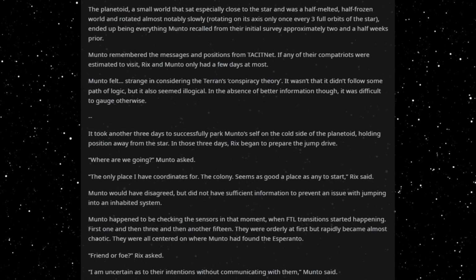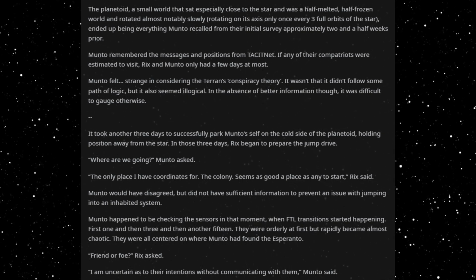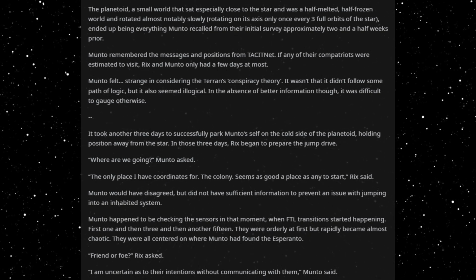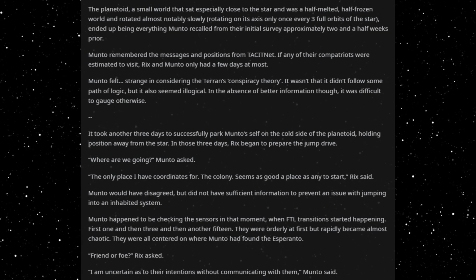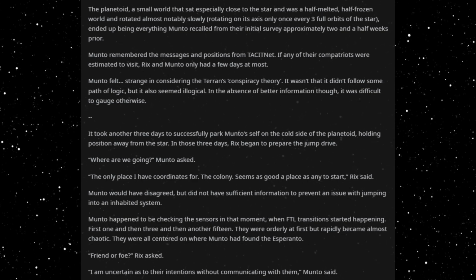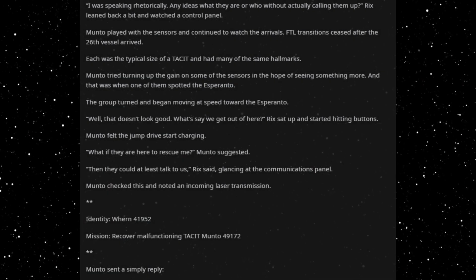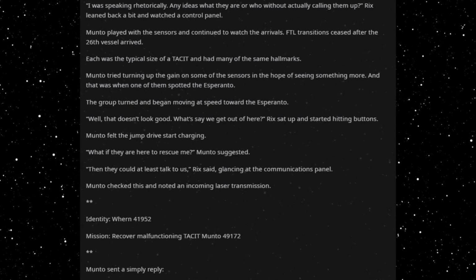Munto happened to be checking the sensors at that moment, when FTL transitions started happening. First 1, and then 3, and then another 15. They were orderly at first, but rapidly became almost chaotic. They were all centered on where Munto had found the Esperanto. "Friend or foe?" Rix asked. "I am uncertain as to their intentions without communicating with them," Munto said. "I was speaking rhetorically. Any ideas what they are or who without actually calling them up?"